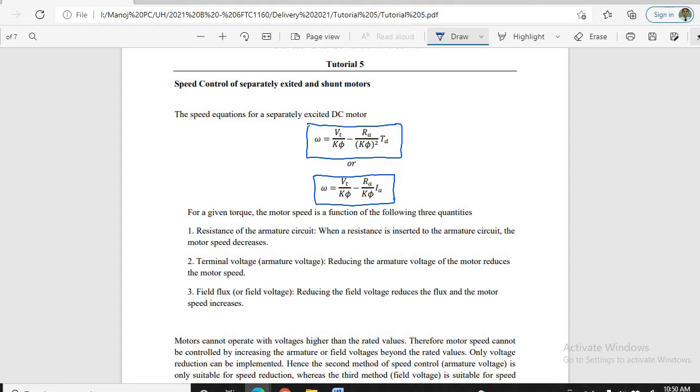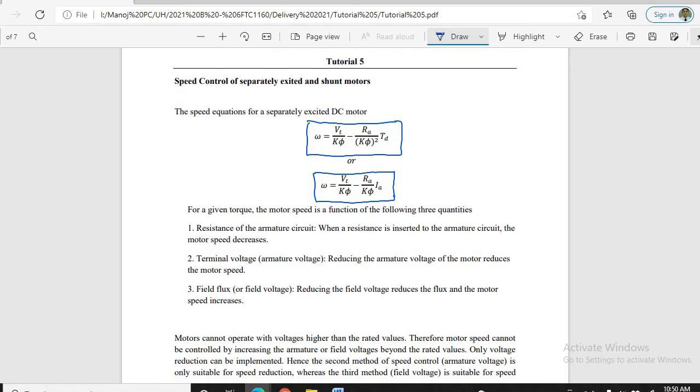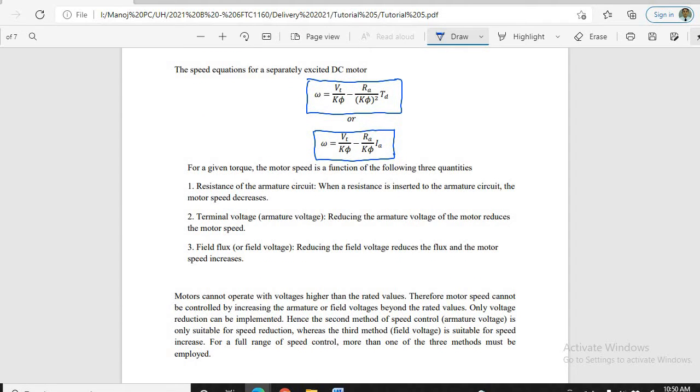Using these two we can take a look at how the speed characteristics change. For a given torque, that means when the torque is constant, the motor speed is a function of the following three quantities. So what are they? As you can see, the first is the resistance of the armature circuit, RA.